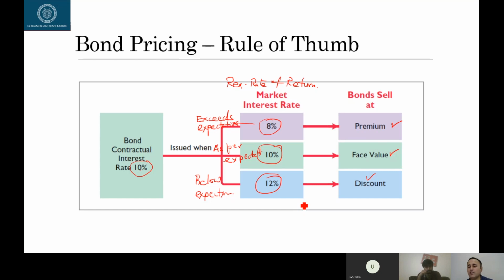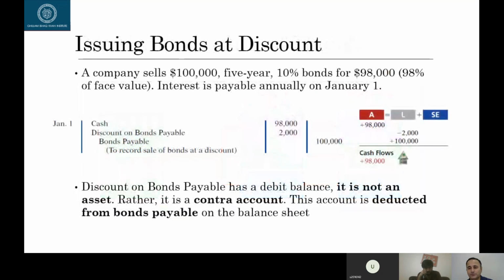So let's say in the exam paper, if I ask you a question that the contractual interest rate is, let's say, 15% and your required rate is 12%, you should be able to tell me right away whether you will pay a premium for it or a discount for it. Okay? Okay, sir. Now, how do we account for those bonds which are sold at a discount? So as I said, three scenarios.